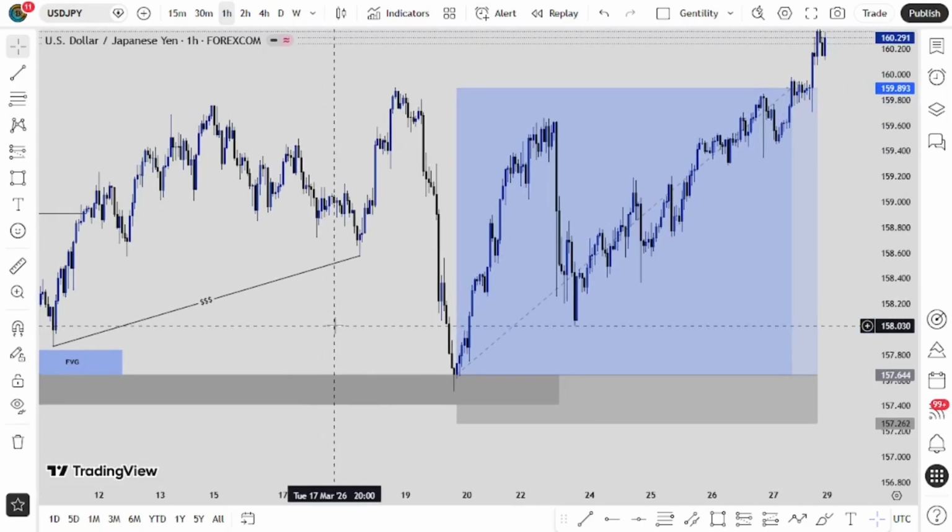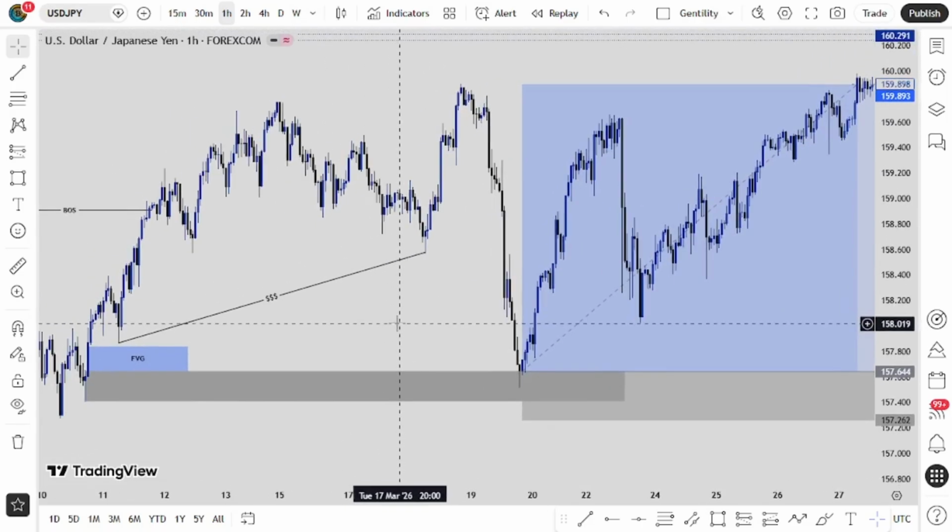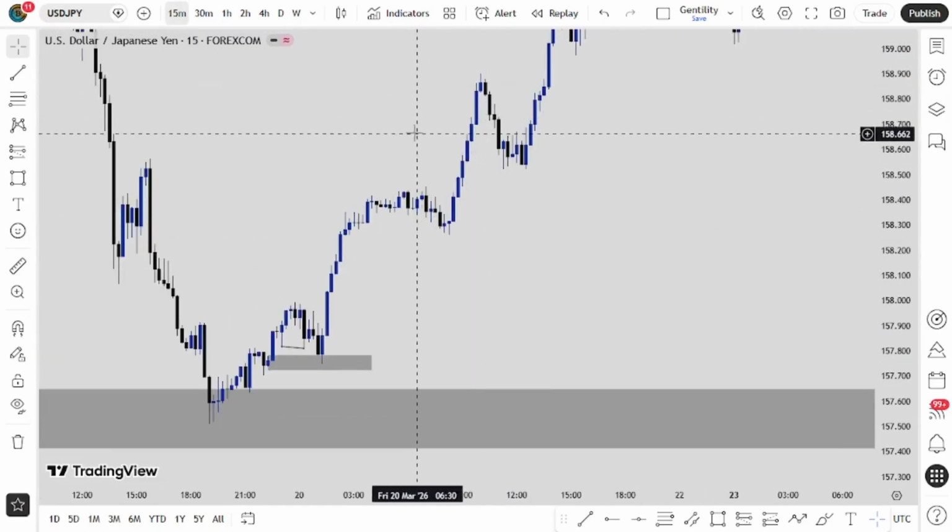Okay, so guys, that is all you need to know about order blocks. There is no magic to it. There is no complicated ideology behind it. That will be all for order blocks.